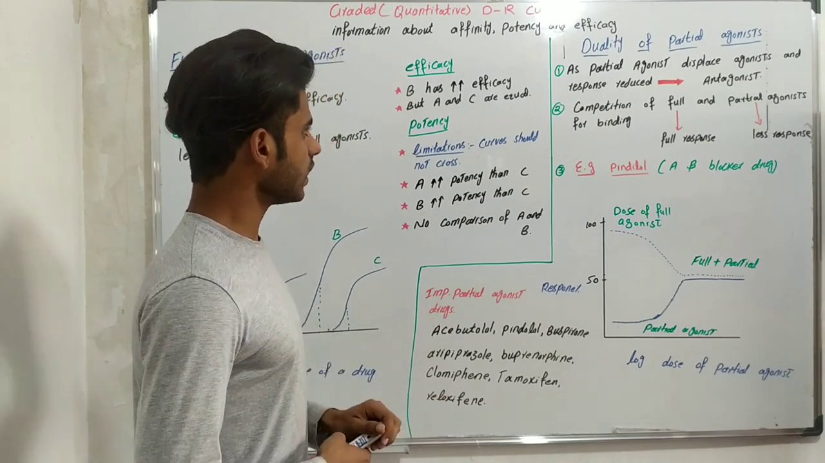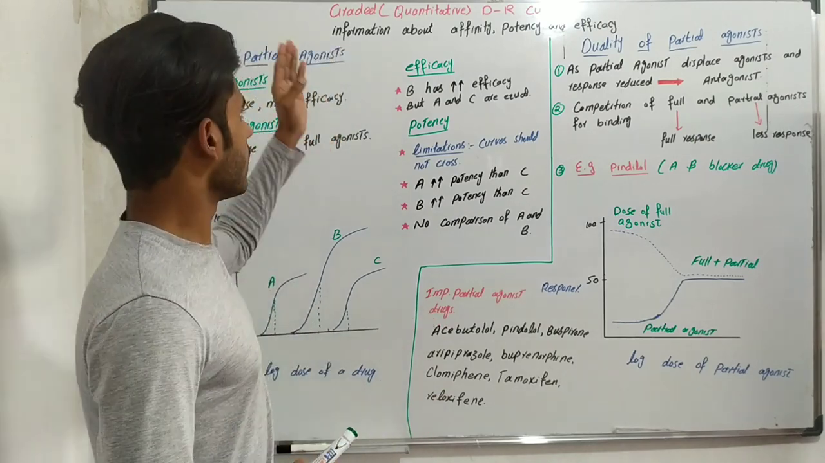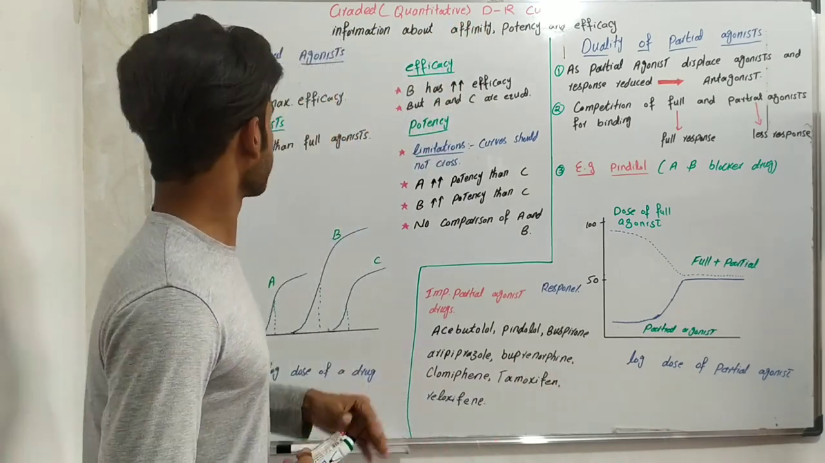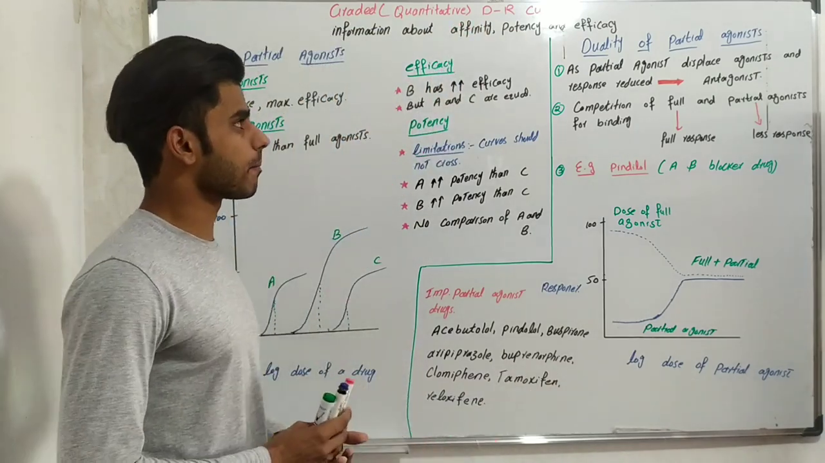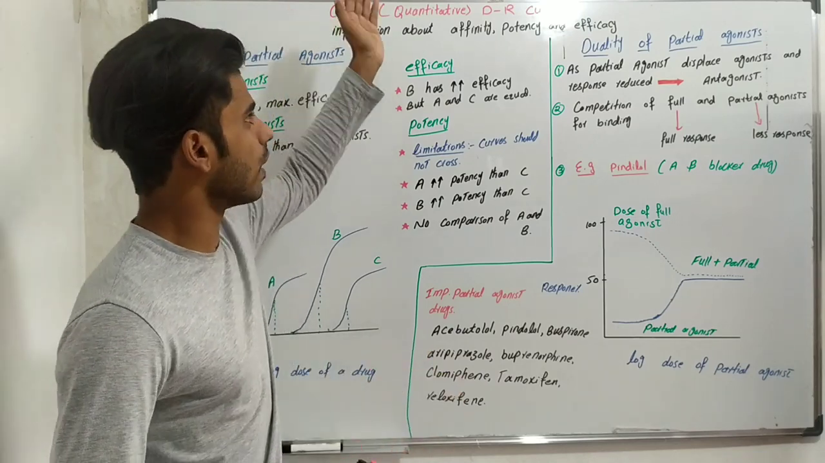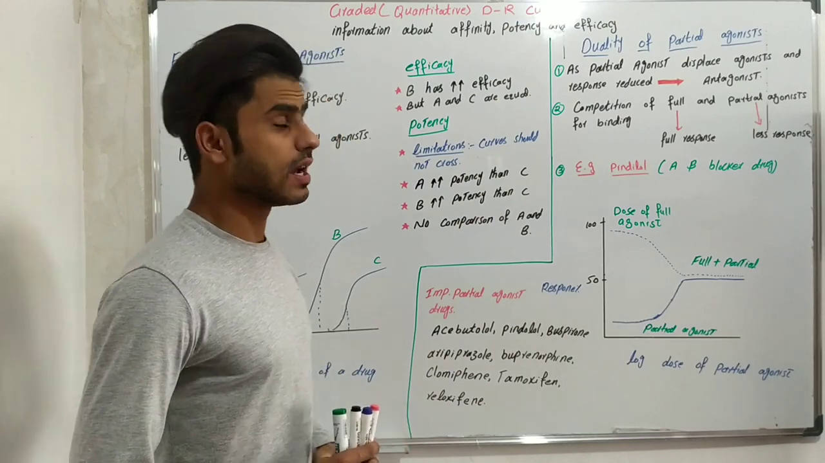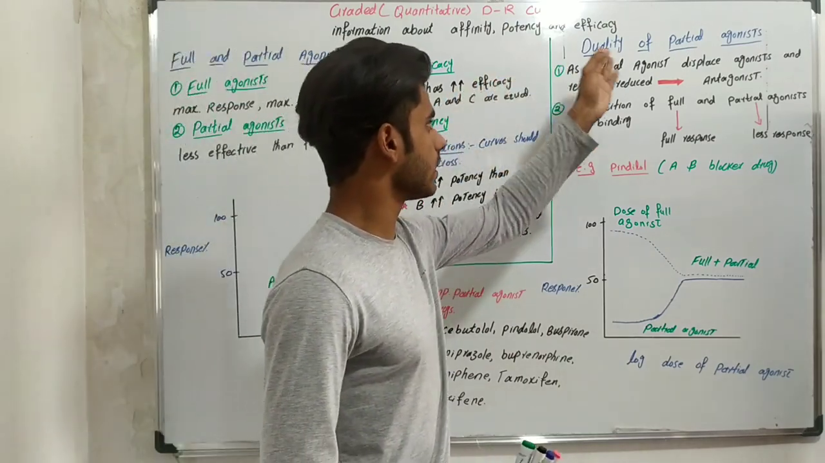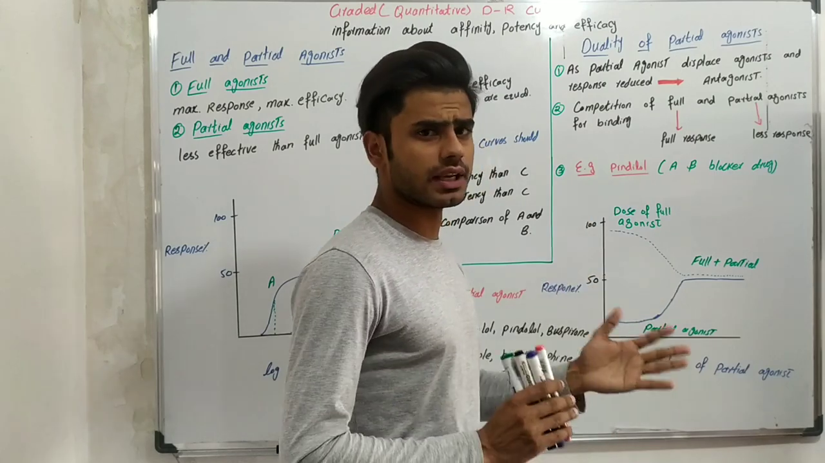In the previous lecture we discussed the graded quantitative dose response curves, that was about the parallel and non-parallel dose response curves. And in this lecture we will discuss the graded quantitative dose response curves that tell us information about the full and partial agonist and duality of the partial agonist.